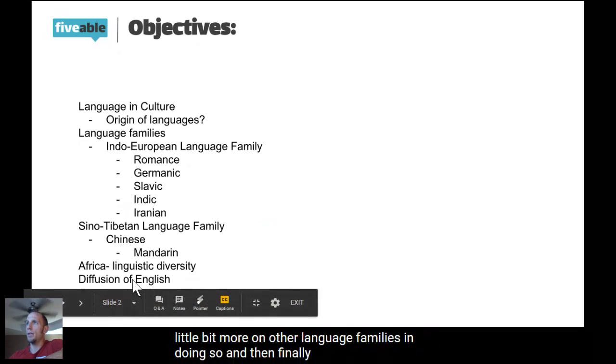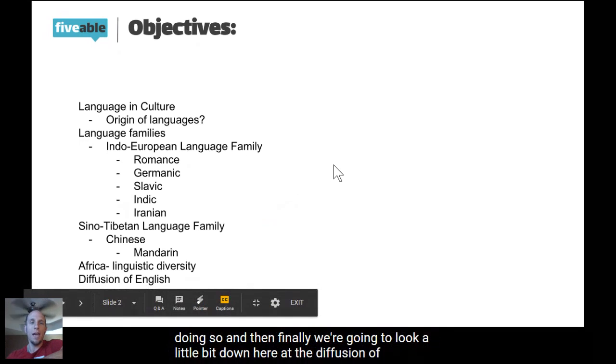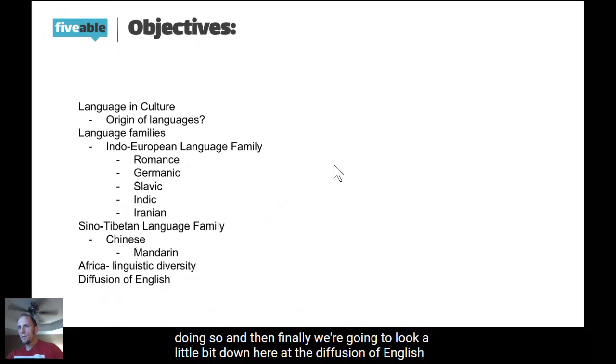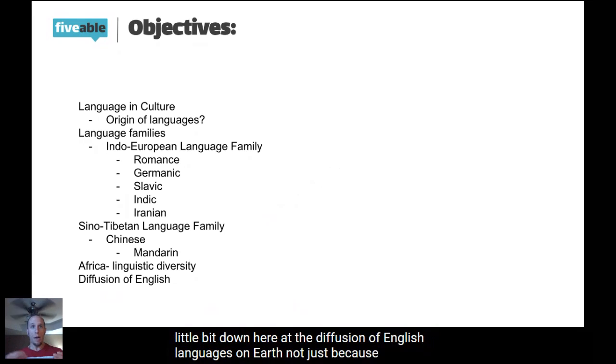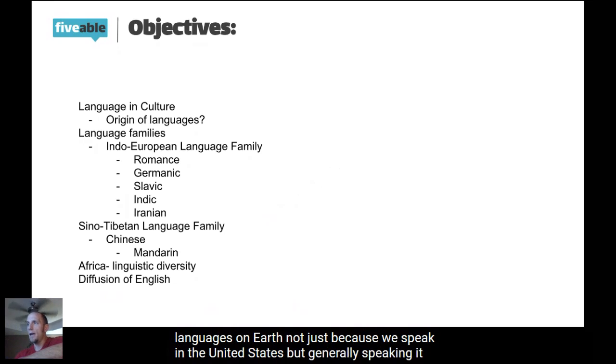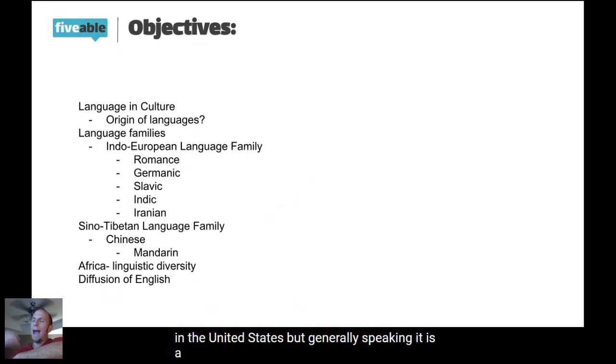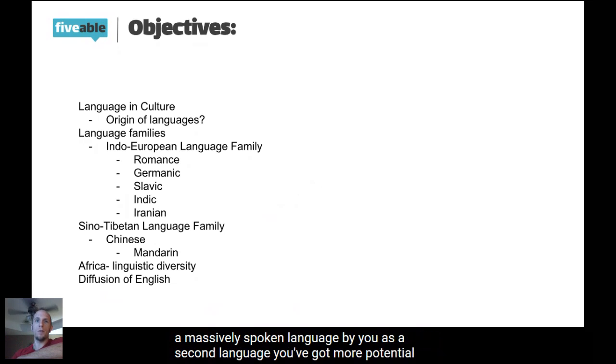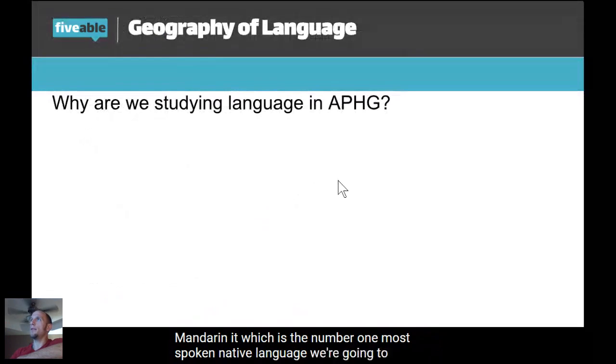And then finally, we're going to look a little bit at the diffusion of English, arguably one of the most useful languages on earth, not just because we speak it in the United States, but generally speaking, it is a massively spoken language as a second language. You've got more potential speakers of English than you have of Mandarin, which is the number one most spoken native language. We're going to talk about these things.